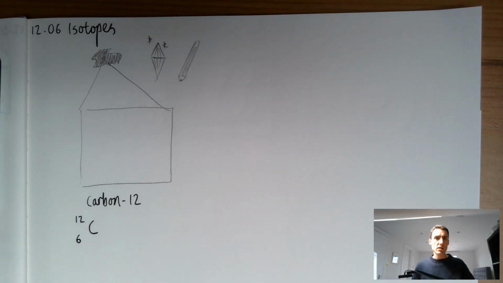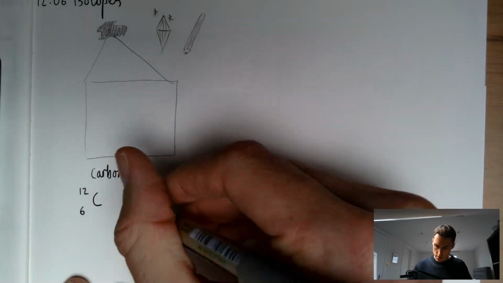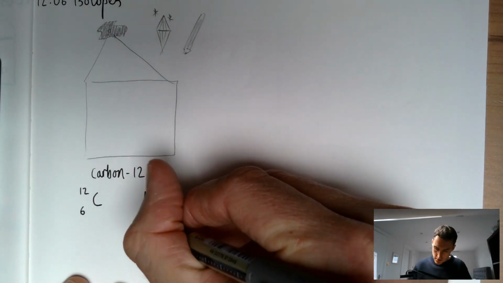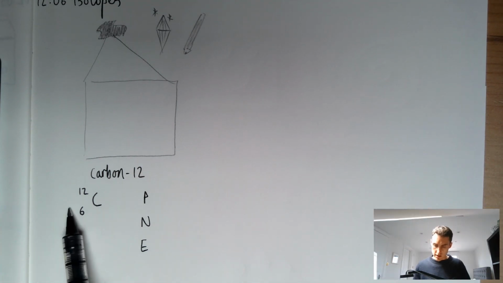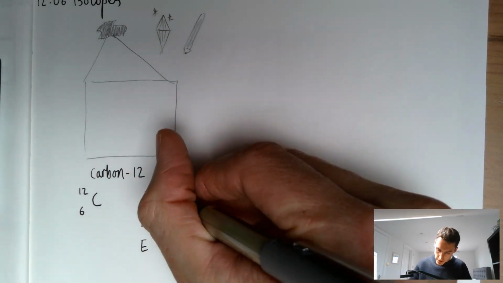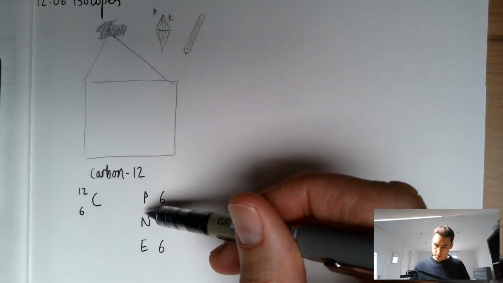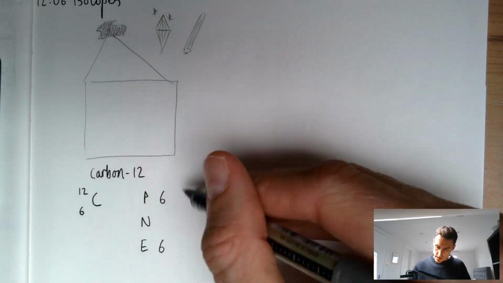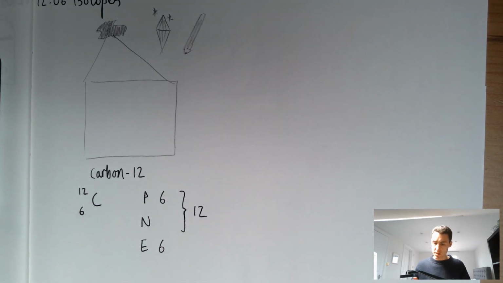What we can do next is, if I move down a bit, do our PNE: protons, neutrons and electrons. The atomic number tells me protons and electrons straight away, so I can write those in without even thinking. Then I know that my total number of protons and neutrons is equal to the mass number, so those two taken together equal 12. That means I must have 6 neutrons as well.